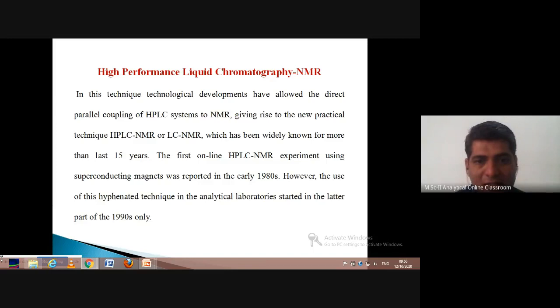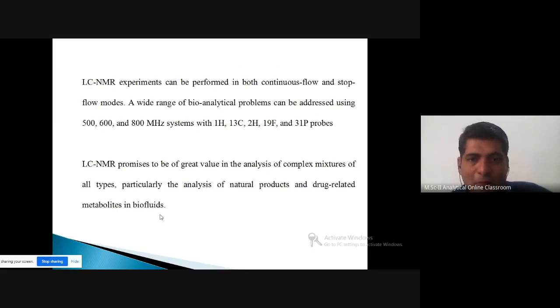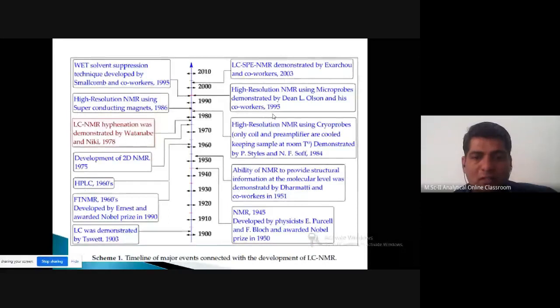Then we have seen the history and introduction. It started in 1970, and just in the last 15 years it got a variety of applications, so it became popular within the last 15 years. You can use this technique at various magnetic fields and for various nuclei like hydrogen, C13, hydrogen 19, chlorine, phosphorus 31. These two scientists, Watanabe and Nikki, first demonstrated LC NMR in 1970. Then this technique was modified by different scientists in different years and got very useful applications. So this is the history of both HPLC NMR and LC NMR.